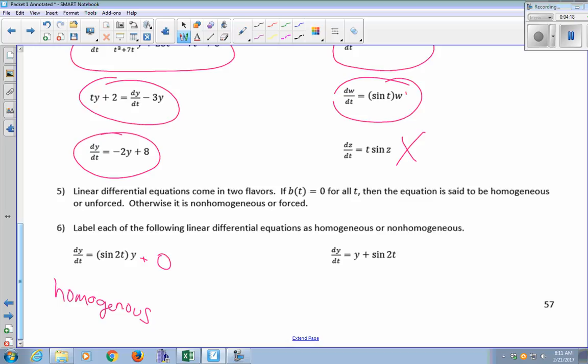Okay. And then how about the second one? That's non-homogeneous. Your a of t is just the coefficient of 1 in front of the y, and your b of t is your sine of 2t.